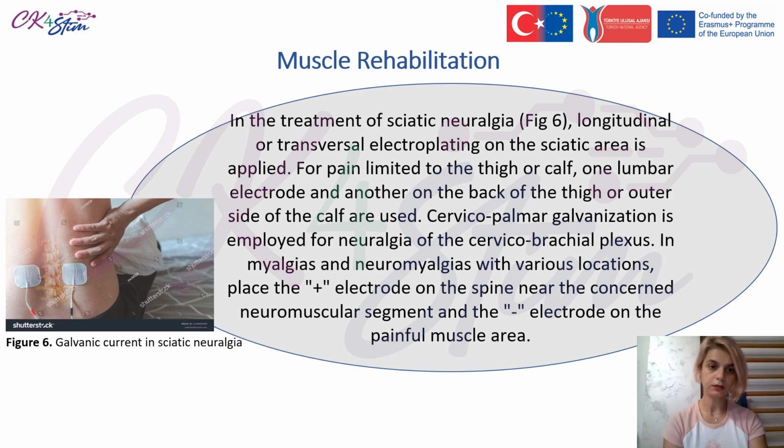For cervical, for example, cervical palmar galvanization is applied in neuralgia of the cervical brachial plexus. In myalgia, for example neuromyalgias with different locations, we should place the positive electrode on the spine next to the neuromuscular segment, and the negative electrode should be on the painful muscle area.